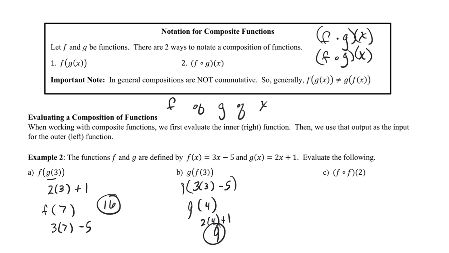So look at C. I don't like the way this is written. So before I do anything, I rewrite it like this. F of 2. And now I'm just doing my inside out kind of idea. 3 times 2 minus 5 is 1. So that's f of 1. 3 times 1 minus 5 is negative 2. Pretty simple.